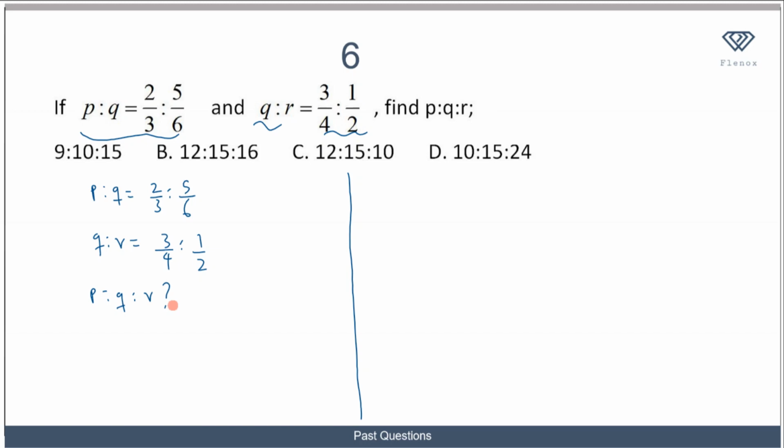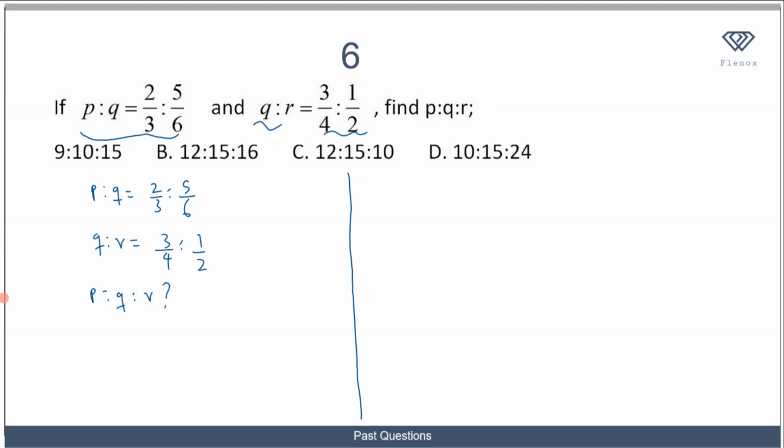In solving a question like this, what you have to think of is your goal is to make the proportion of Q equal or the same in both expressions. And how do we achieve that? Let's start out with the first ratio that we are given, P ratio Q.